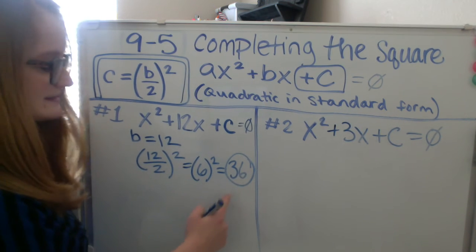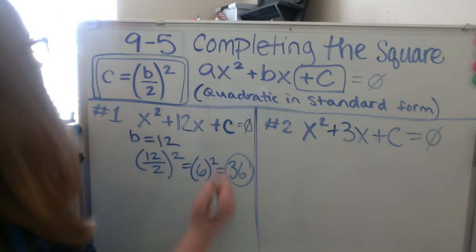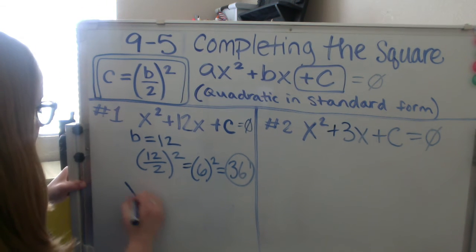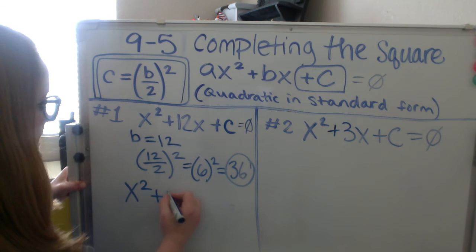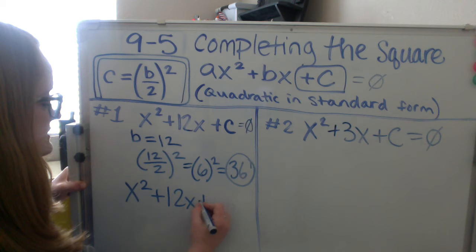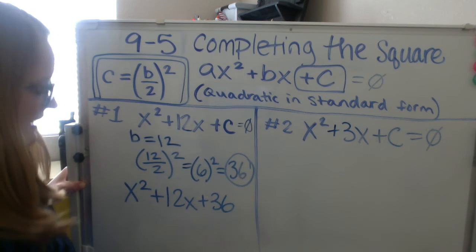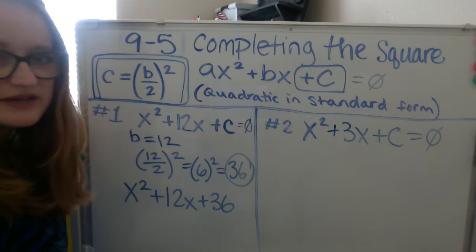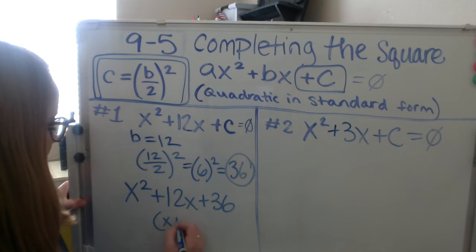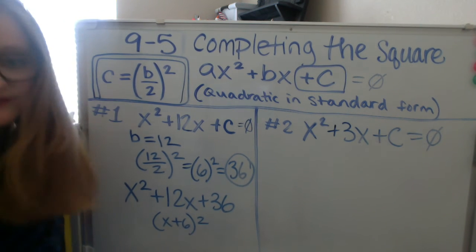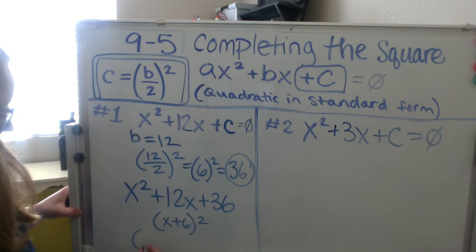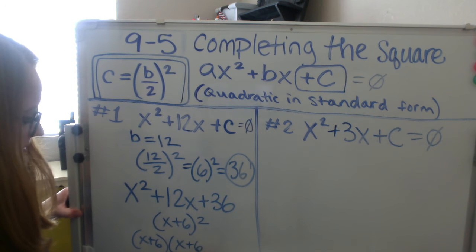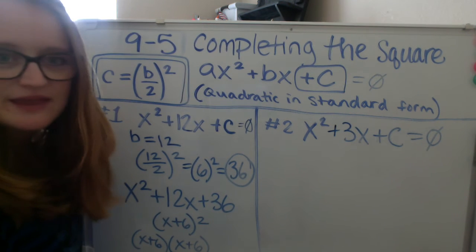So that means the C value is 36, and we can rewrite this trinomial as a perfect square trinomial now, x squared plus 12x plus 36. And again, the reason why we call it a perfect square trinomial is because we can factor it, x plus 6 squared. Or, as we know from prior lessons, x plus 6 times x plus 6, written like that.